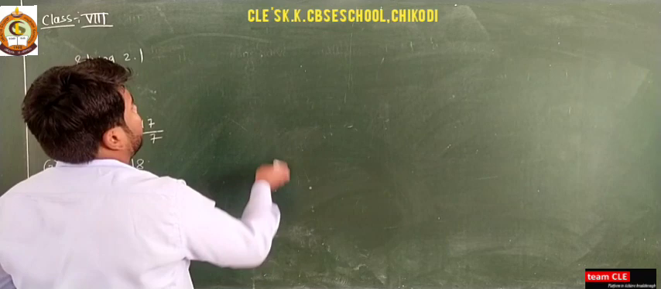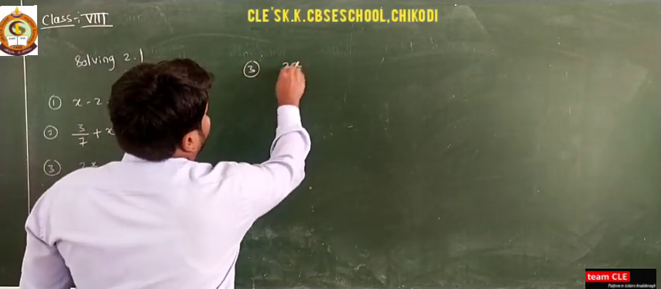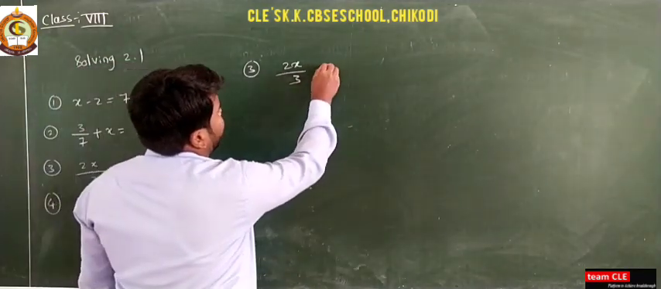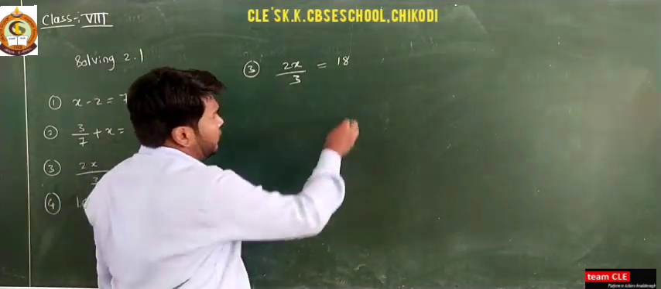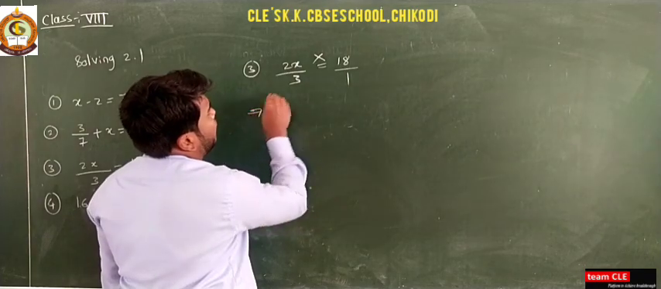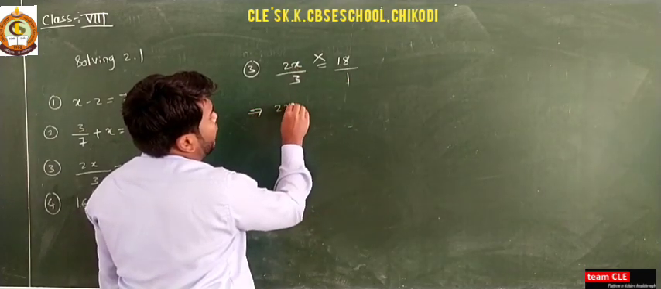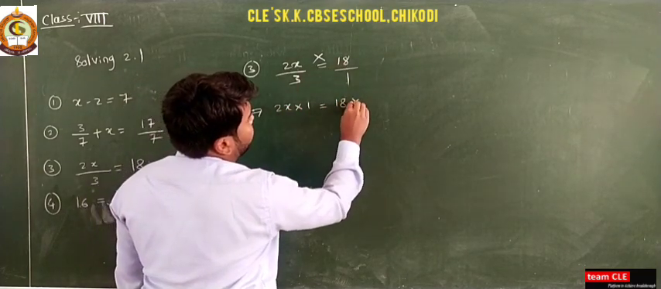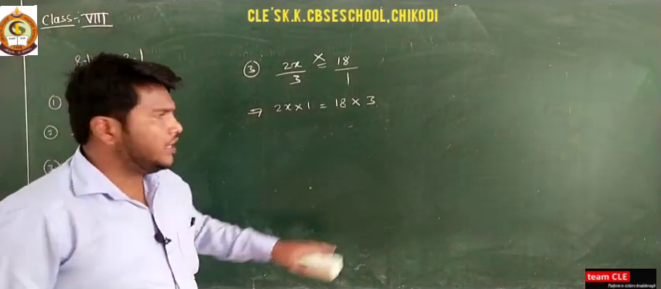Now your third problem. The third question says 2x by 3 is equal to 18. So in this situation what you have to do, you have to take this as 1 and cross multiply. After cross multiplying you will get 2x into 1, which is equal to 18 into 3.